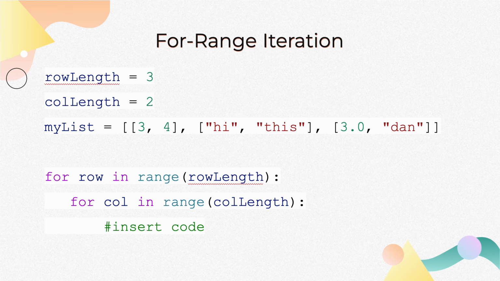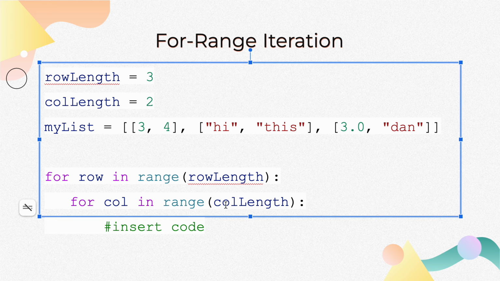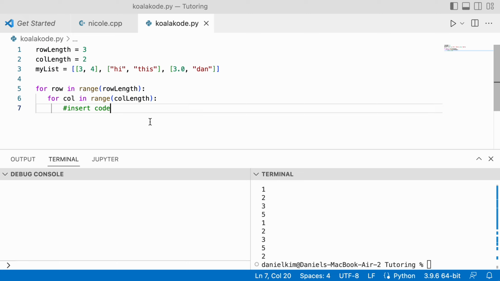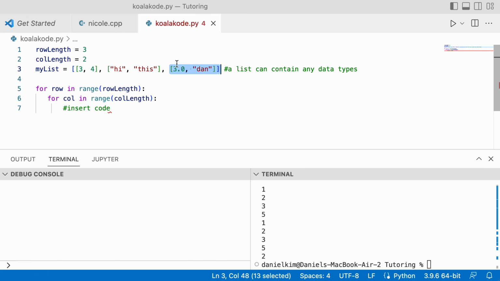We can also use the for i in range type of concept in here as well. So let's try running this code. We have a different 2D array now. So 3, 4, hide this, 3.0, and Dan. Make sure to remember that a list can contain any data types. Our row length, or how many lists there are, is 3 because we have 1, 2, 3. And our column length is 2 because in each of these lists there are 2 elements.